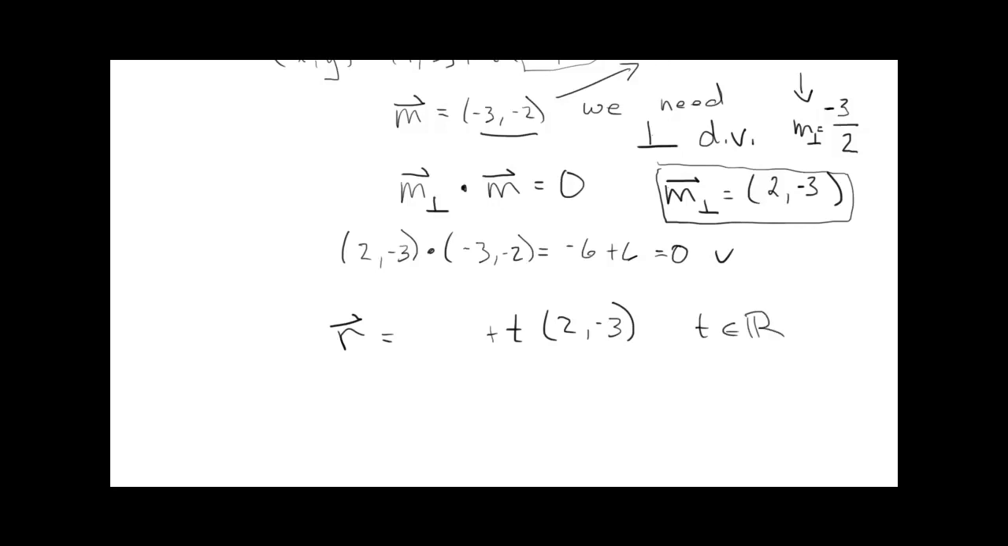What's the point? The point is the origin, 0, 0. And now, do you really need this? The answer is no, right? You don't need to say you're adding 0. So we can just leave it like this. So that's the equation of the perpendicular line passing through the origin.